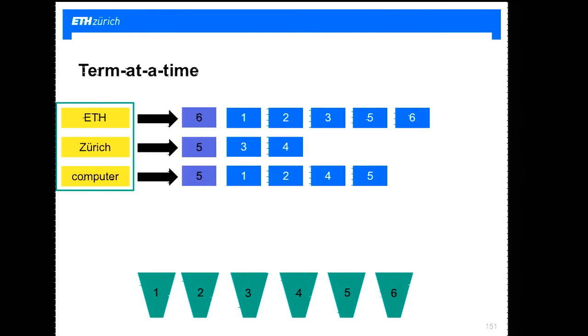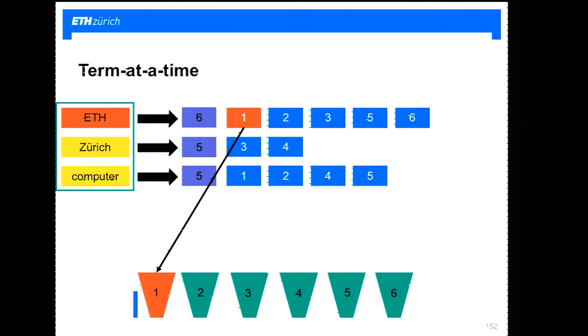I have a very simple query: ETH Zurich computer. Remember that I only care about the terms that are in the query, because everything else is zero. Now in this posting list, I have six documents. That's why I have only six buckets, to simplify. And I assume that I have all the TFs, the term frequencies, stored in the postings, the inverted term frequencies, and so on.